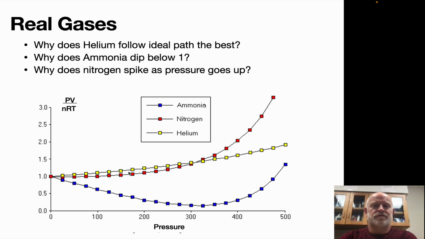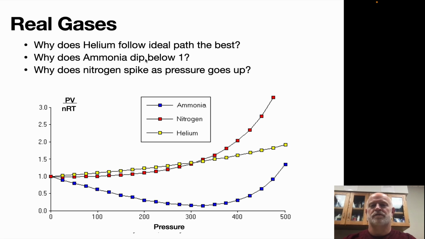And helium is tiny. It is the smallest of all of our gases. Hydrogen is actually bigger than it because it's a diatomic. So helium is the smallest atom with the least amount of attractive force. That's best case for ideal.